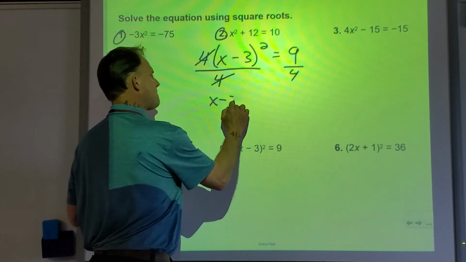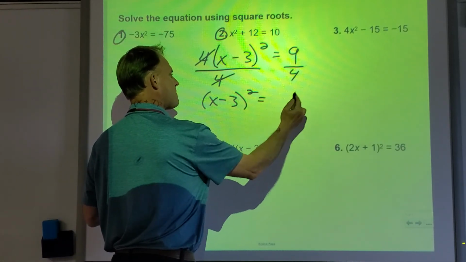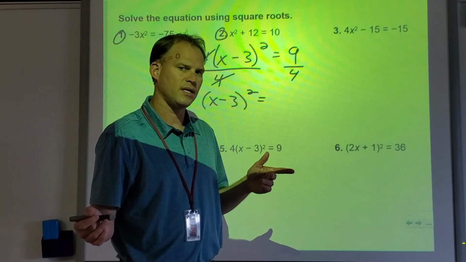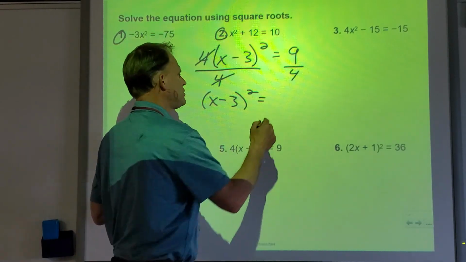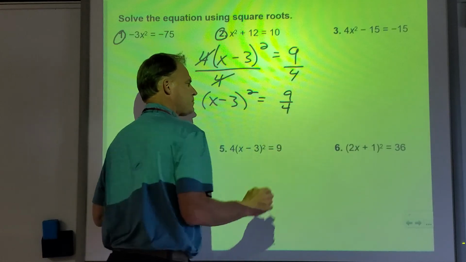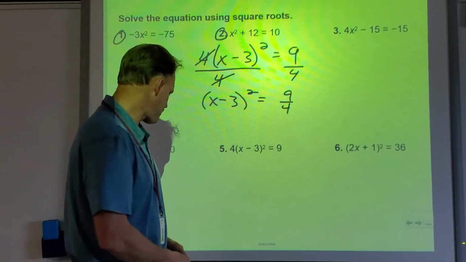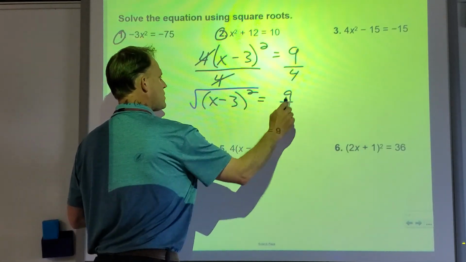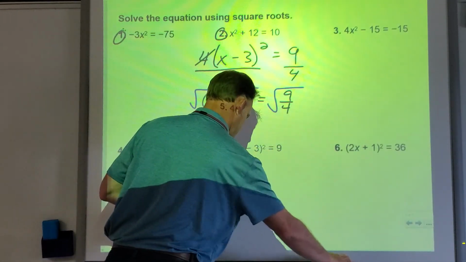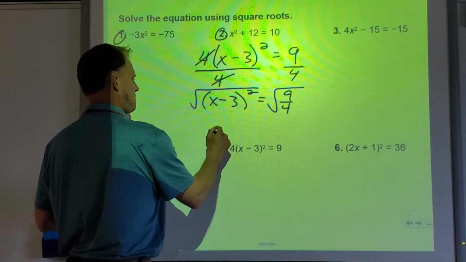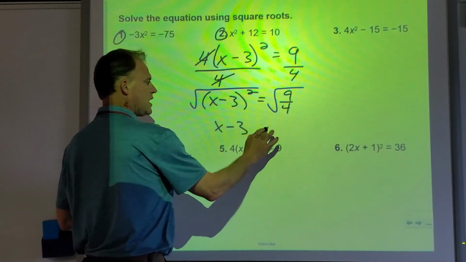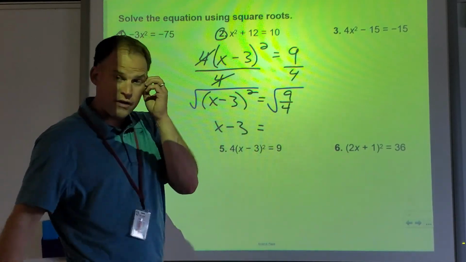Now, you could divide that 2.25 and get your answer, or just leave it as a fraction. Now, you get the same answer either way. Square root both sides. Remember, these are inverses. I'm just going to get this left. Over here, square root of 9/4.